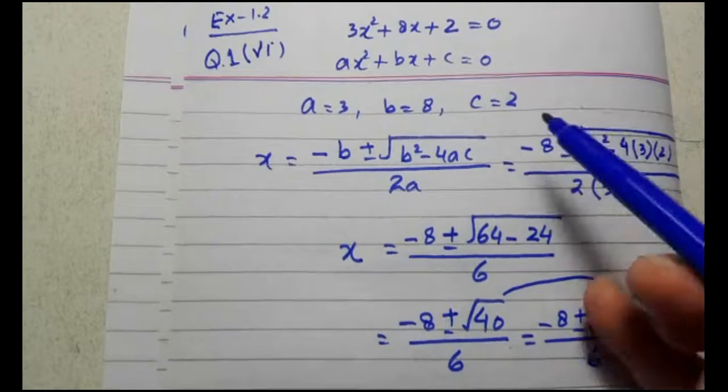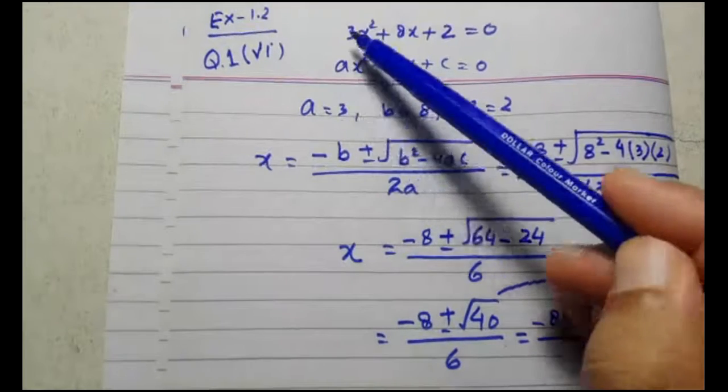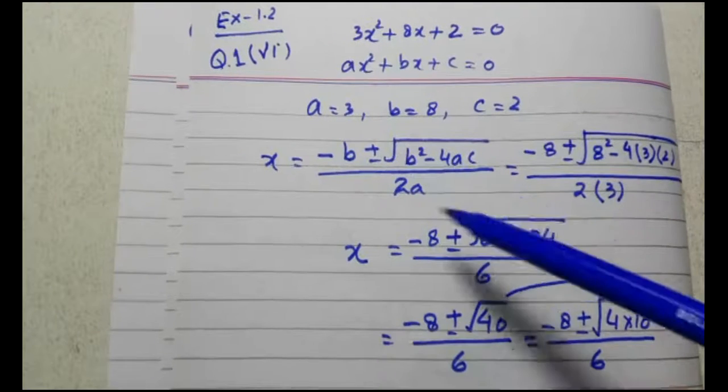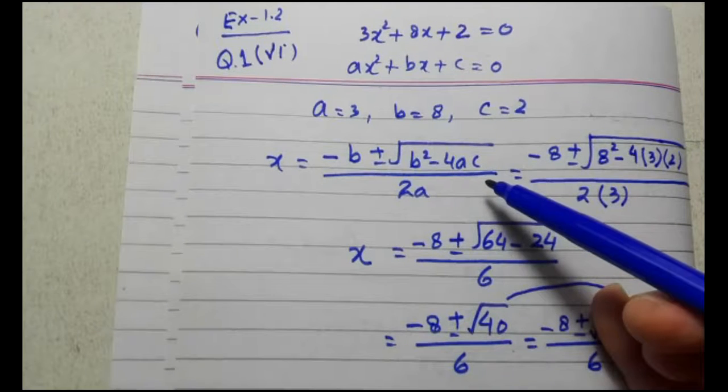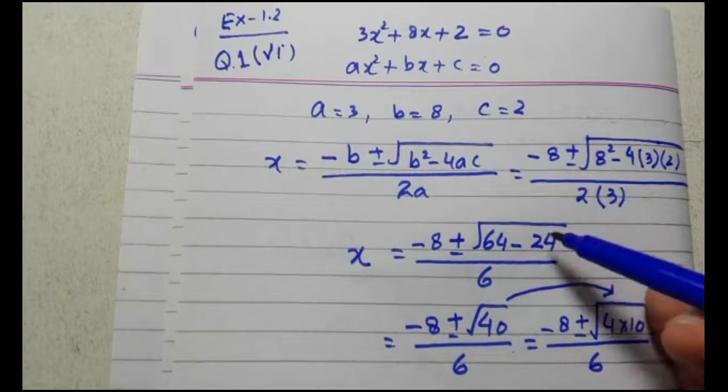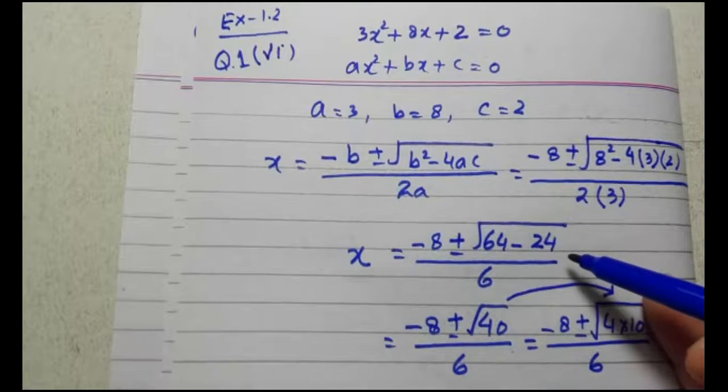So this is how we will start the question again. You will compare a = 3, b = 8, and c = 2. So you will substitute the values into the quadratic formula and then you will start the simplification. So minus 8 plus minus square root of 64 minus 24, over 6.